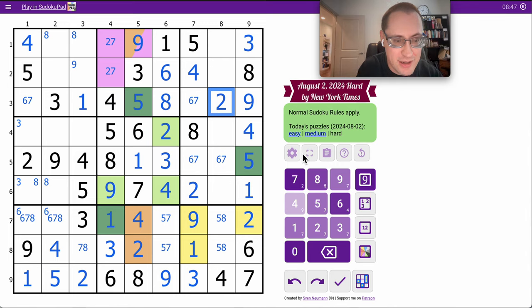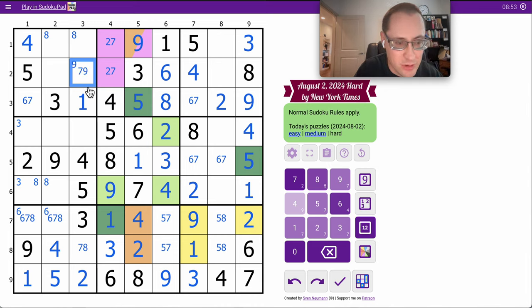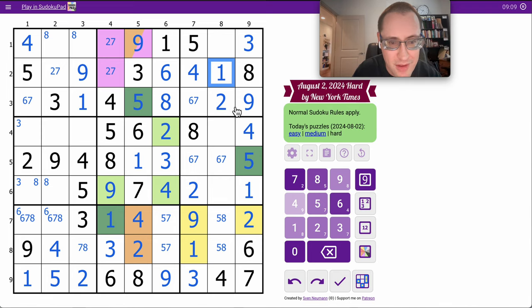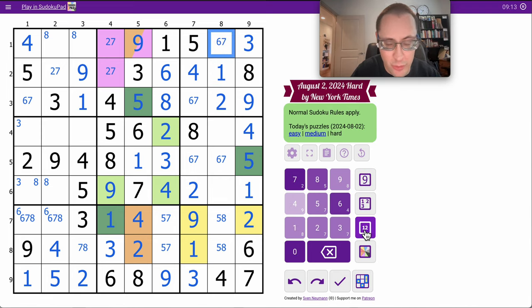3, 4, 5, 6, 8. I need 1, 2, 7, 9. This ends up as 7, 9. It can't be 1, 2. This is 2 or 7. It can't be 1. Well, 2, 7 immediately places the 9. And I think that's a 1, isn't it? Okay, this is the other of 6, 7, which fills it out for region 3, column 7, and column 8.